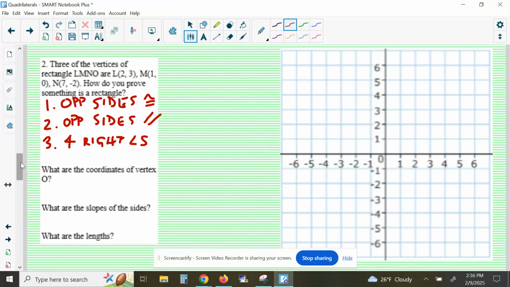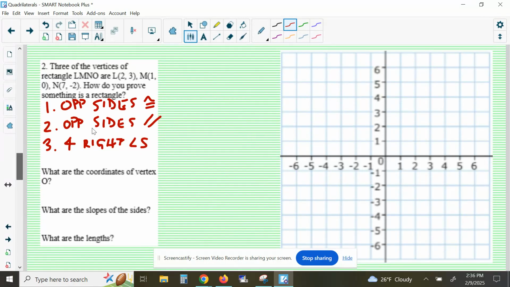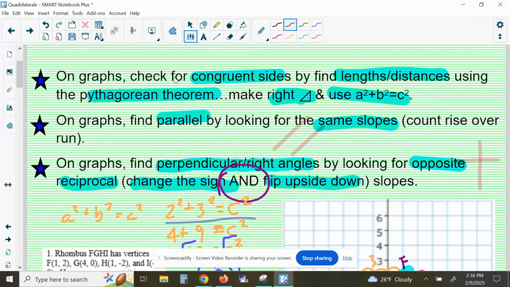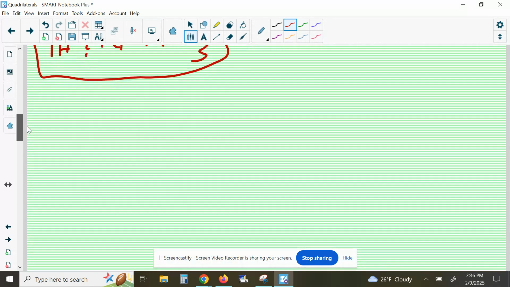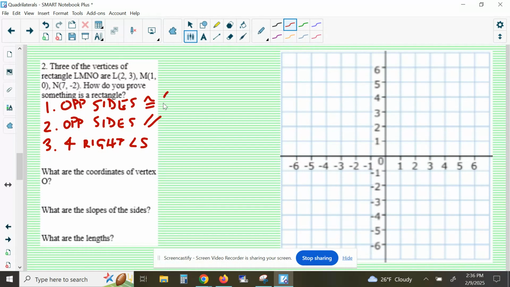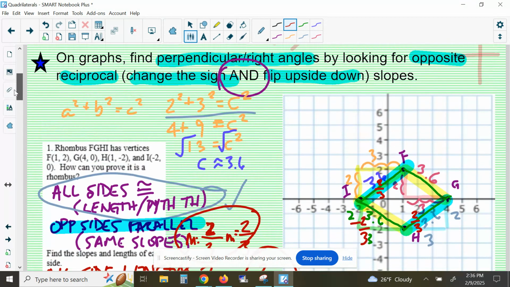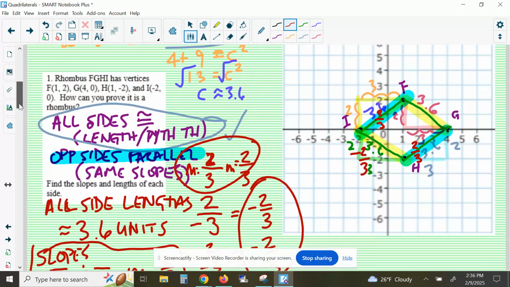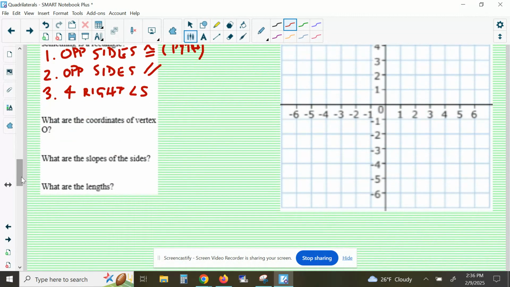So let's go ahead and look at our little cheat sheet at the top. In order to prove opposite sides congruent, check for congruent sides by finding lengths and distances using the Pythagorean theorem. So we're going to have to find lengths using the Pythagorean theorem. I'm going to put P, Y, T, H. Okay, opposite sides parallel. How do we prove parallel? By same slopes. Okay, so we're going to have to count rise over run. So we're going to look for same slopes.